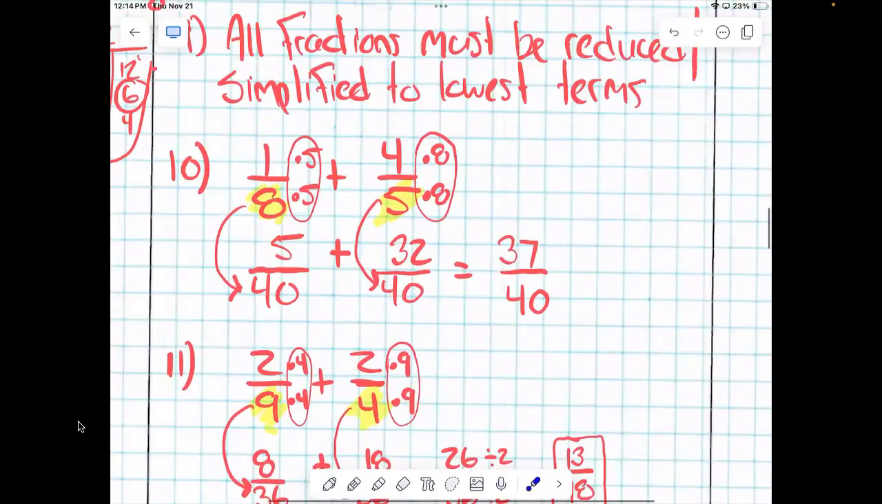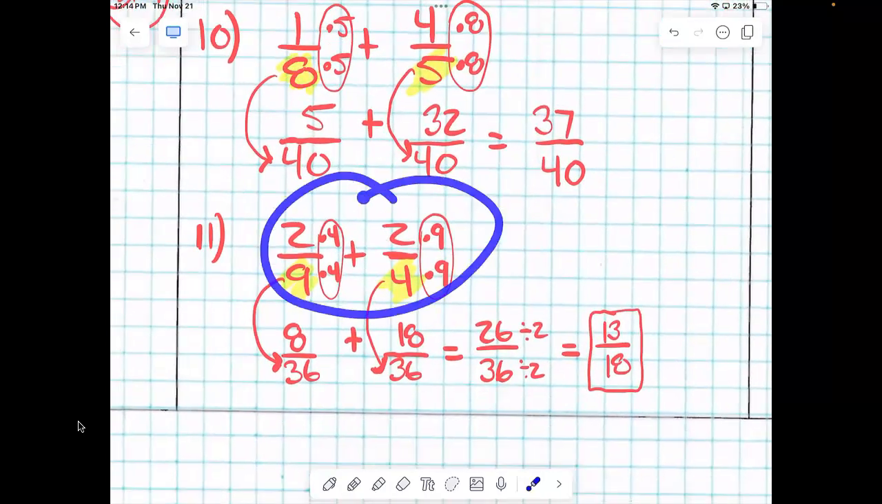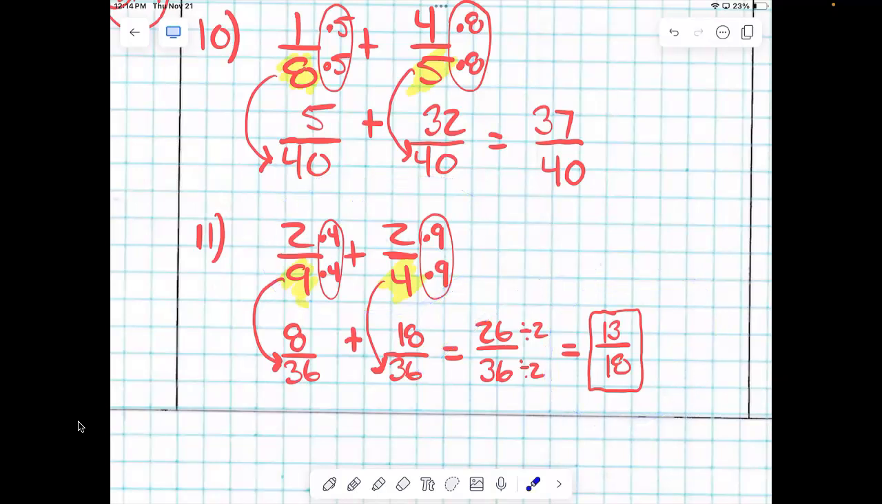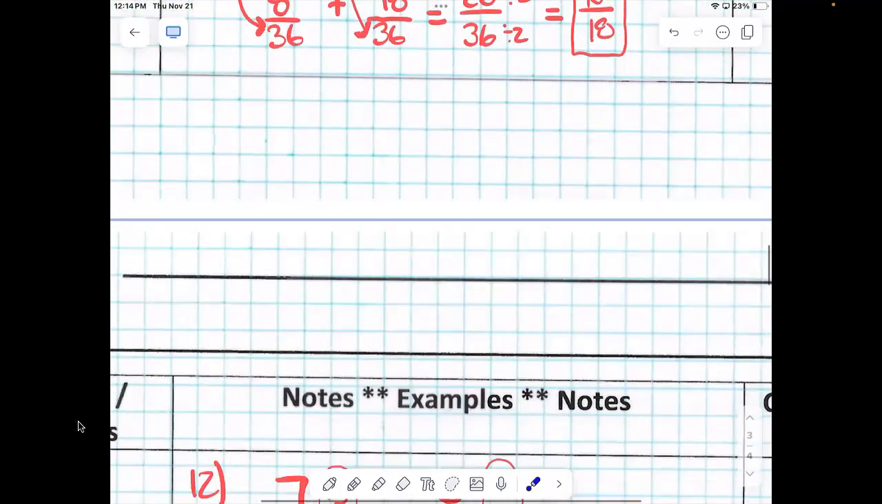Yes. Did anybody know that 2/9 plus 2/4 was 13/18 as our final answer? No. Therefore, we need to use our bubble method, yes? Yes. Can 26 over 36 reduce? Yes. Do I have to reduce? Yes.